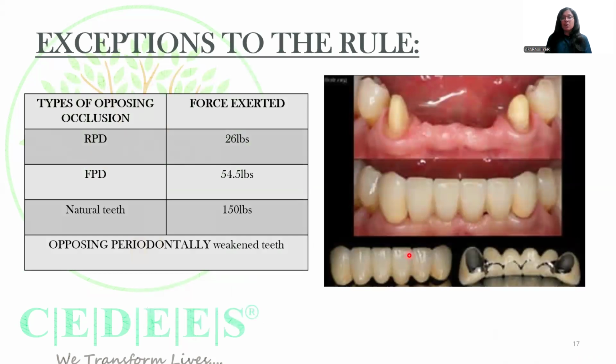Now, there are some exceptions to this 1:1 rule. If the FPD is opposed by natural teeth, yes, you need to consider the 1:1 ratio. But if it is opposed by either periodontally weakened teeth, or if the opposing dentition is an RPD, the forces acting on the FPD are much, much lesser. And in such cases, you can consider giving an abutment tooth which does not have a 1:1 crown root ratio. If that is not the case, if it is opposed by natural teeth or an FPD, consider taking additional abutments for splinting and then give the prosthesis.